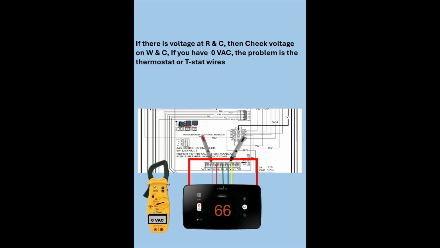If there is voltage at R and C, then check voltage at W and C. If you have 0 volts, the problem is the thermostat or the T-stat wire. Because if you have power at R and C, now the power is at that transformer, at that thermostat. So you have power there on the red wire sitting there waiting for the contacts to close, but you don't have power coming down to your furnace. There's a problem with either the thermostat or the thermostat wire.